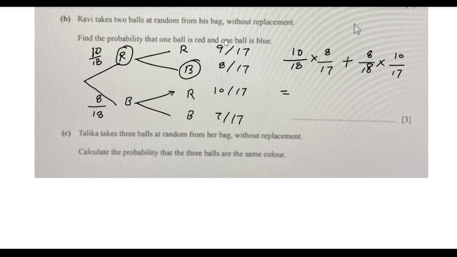Because you have two choices, right? Either your first ball is red and second blue, or your first ball is blue and second is red. Okay. So to avoid confusion, if you draw a tree diagram, that will make more sense.